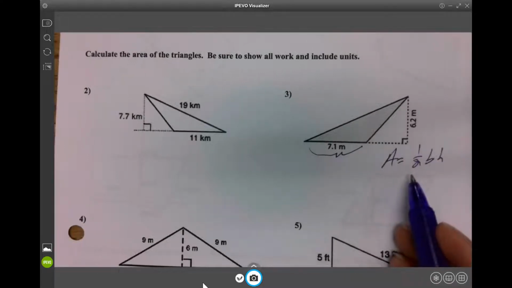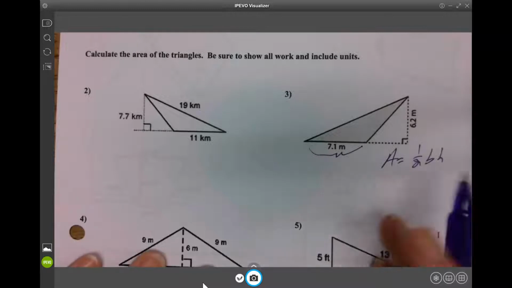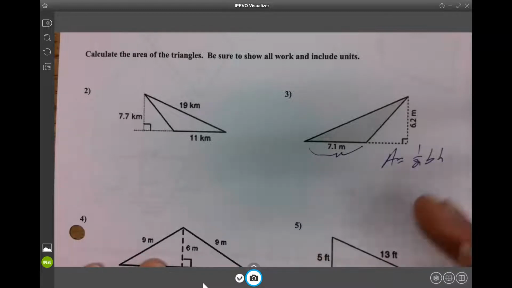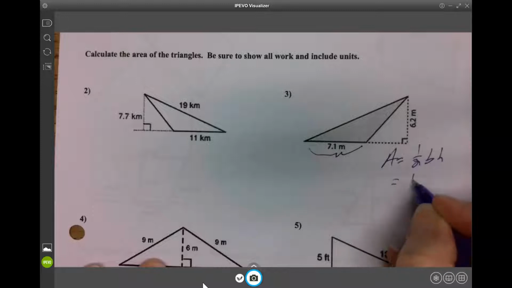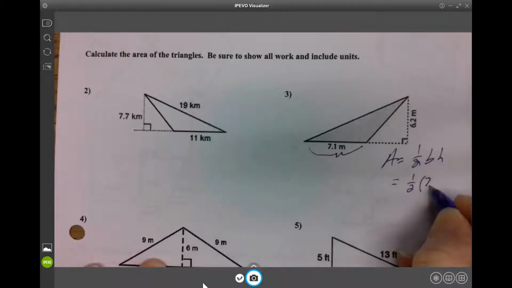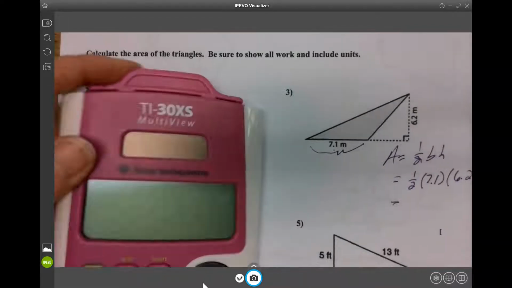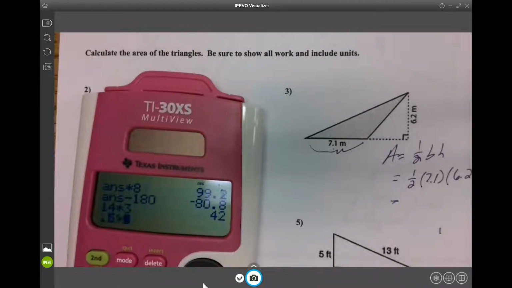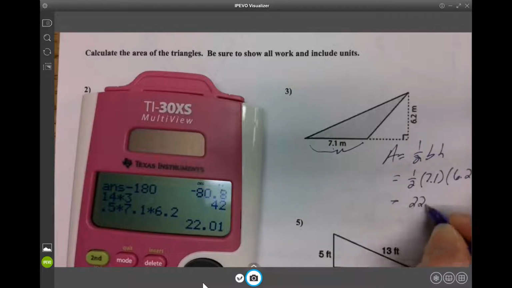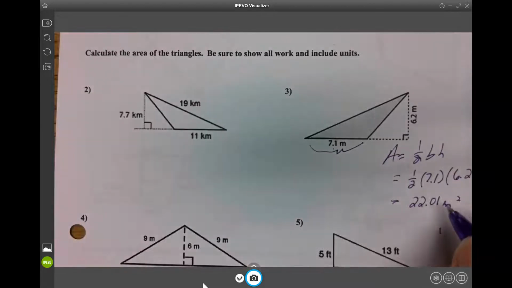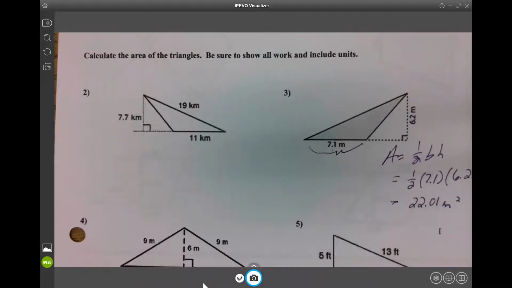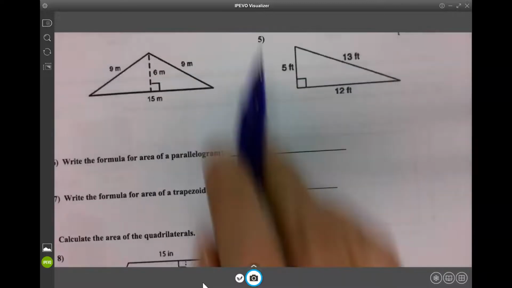And you want to show all your work, because if you get to use this for the exam, you have to have the problem to show what's going on. So you want to write everything down so you can refer to it. So here's my base, and my height is 6.2. And when I multiply that, I'm going to pull out my calculator, and I get 22.01. It's area, so it's going to be meters squared. Okay, it's always going to be meters squared, so make sure that you have squared. Okay, and you're going to do those other three.